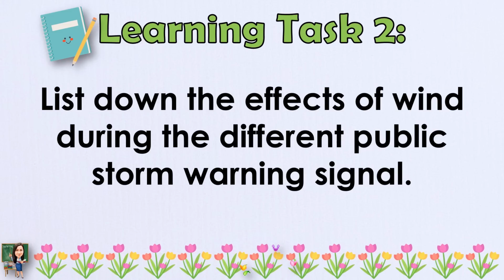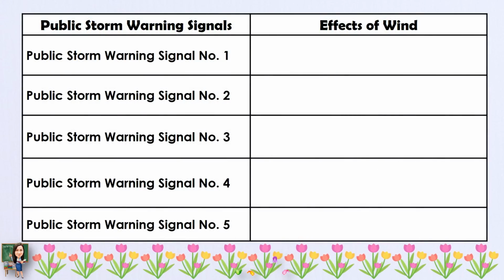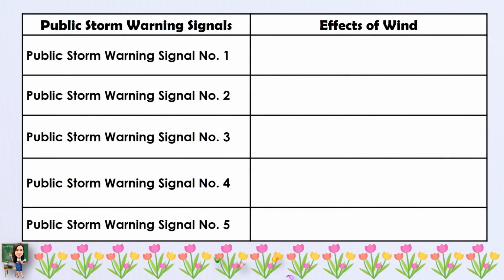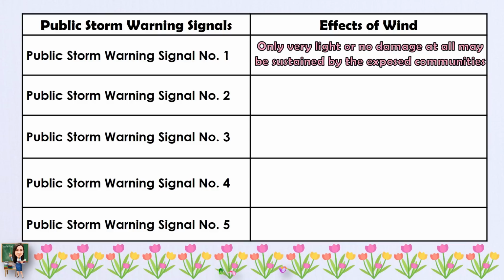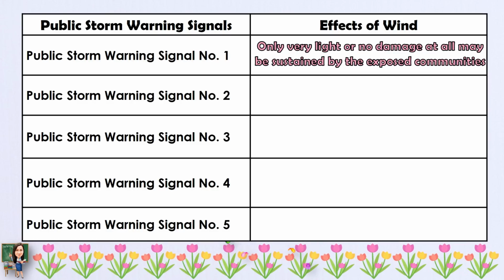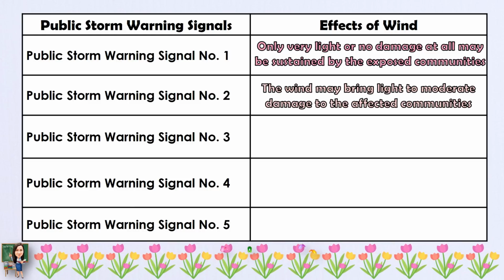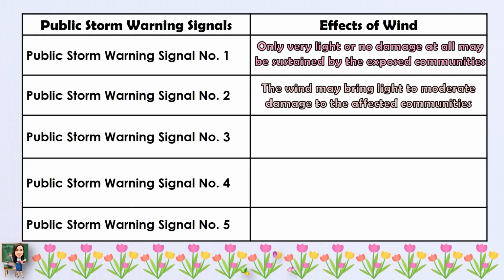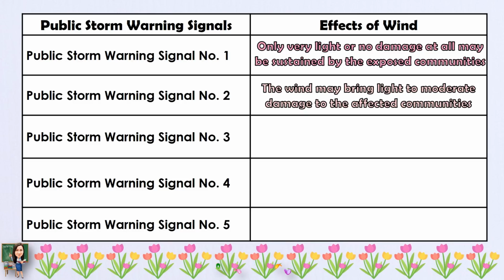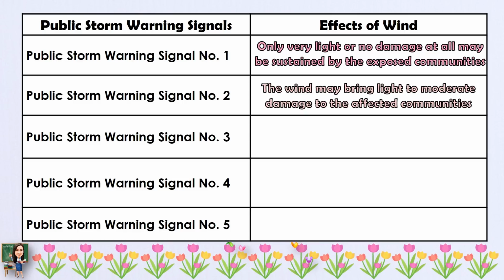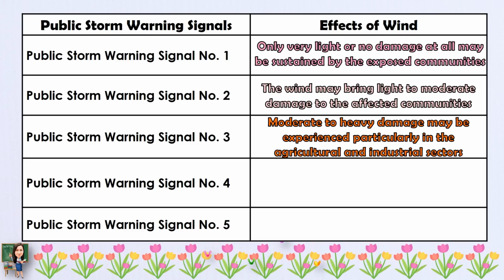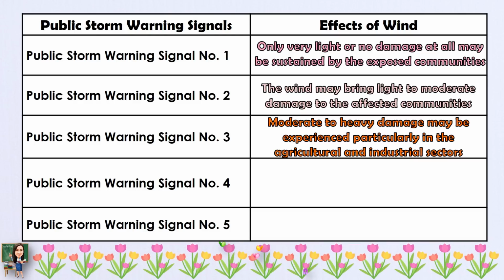List down the effects of wind during the different public storm warning signals. In Public Storm Warning Signal number 1, the effect of wind is that only very light or no damage at all may be sustained by the exposed communities. In Public Storm Warning Signal number 2, the wind may bring light to moderate damage to the affected communities. In Public Storm Warning Signal number 3, moderate to heavy damage may be experienced, particularly in the agricultural and industrial sectors.